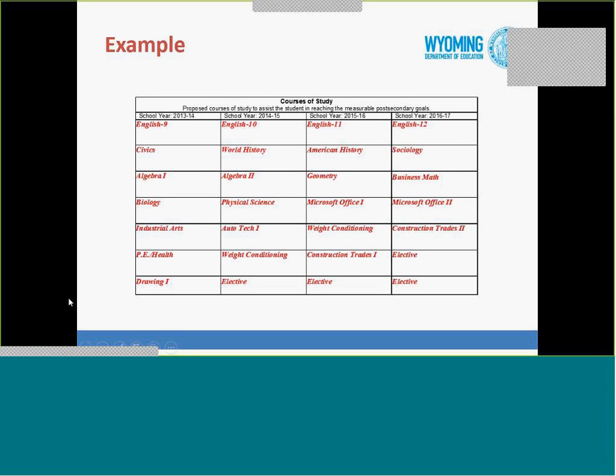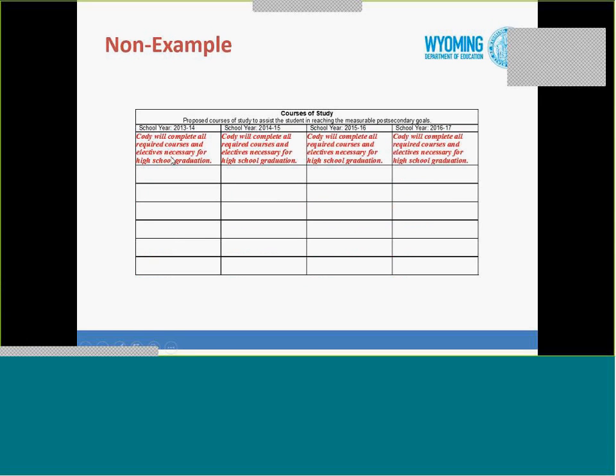Okay, so this is an example for courses of study. As you can see here, it outlines each school year by specific classes that the student will be taking. It is a 4-year course of study with each individual class that is specific and individualized to the student.